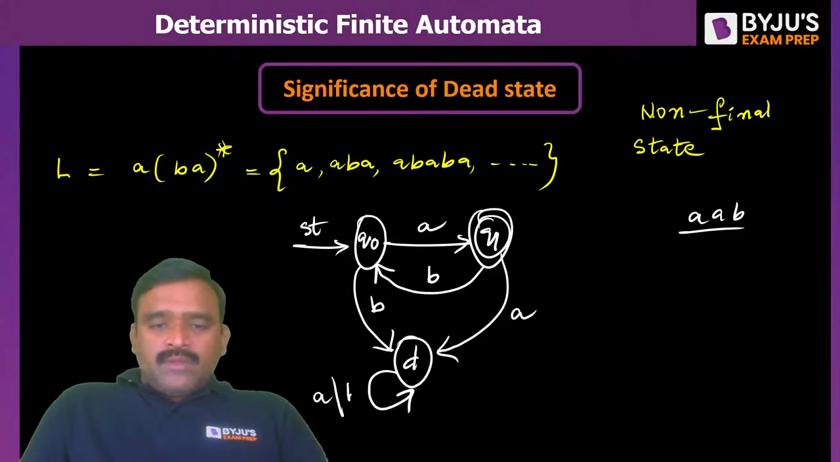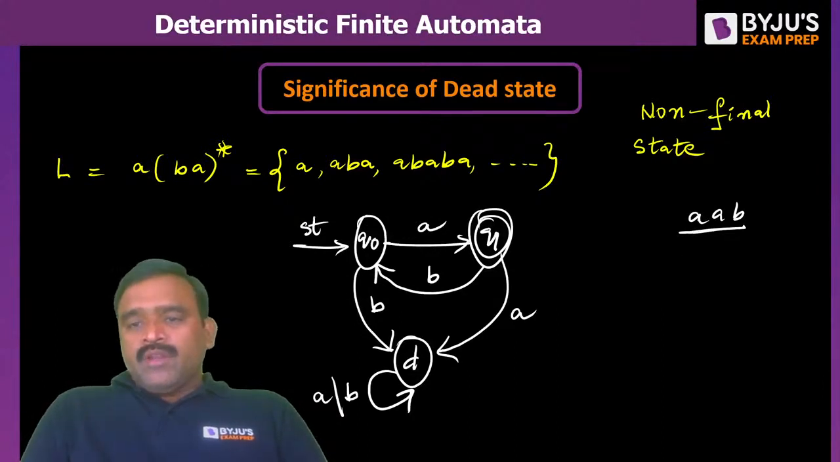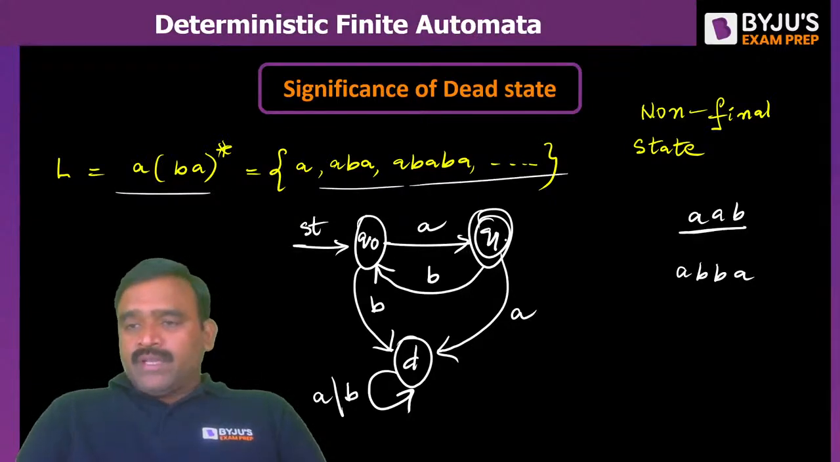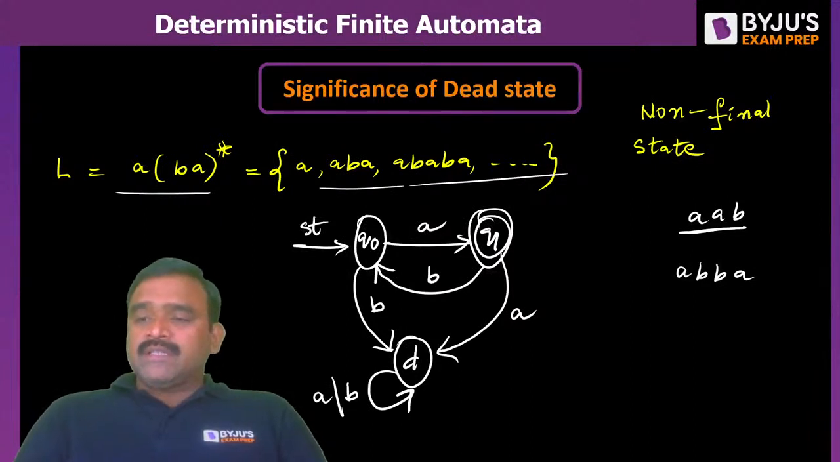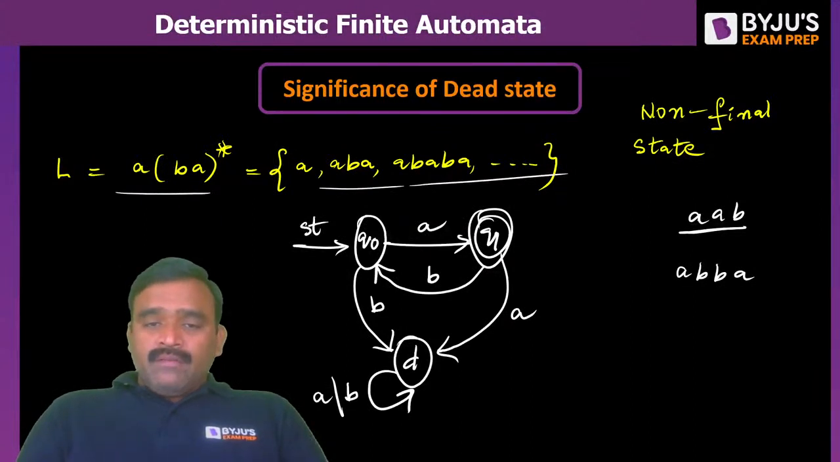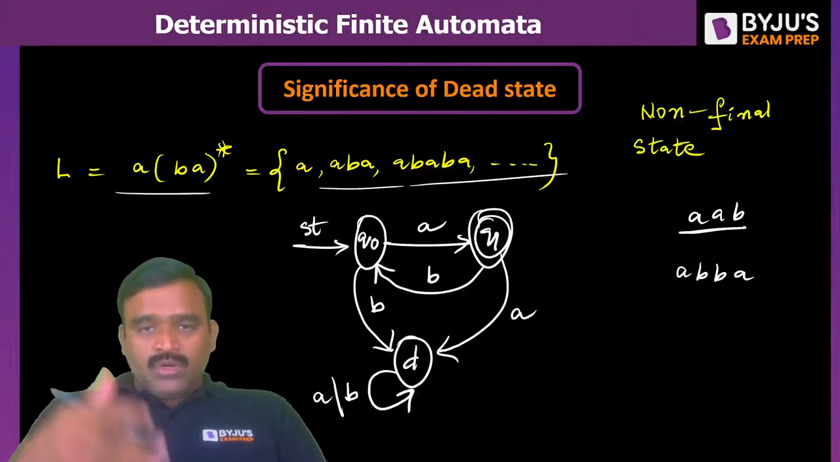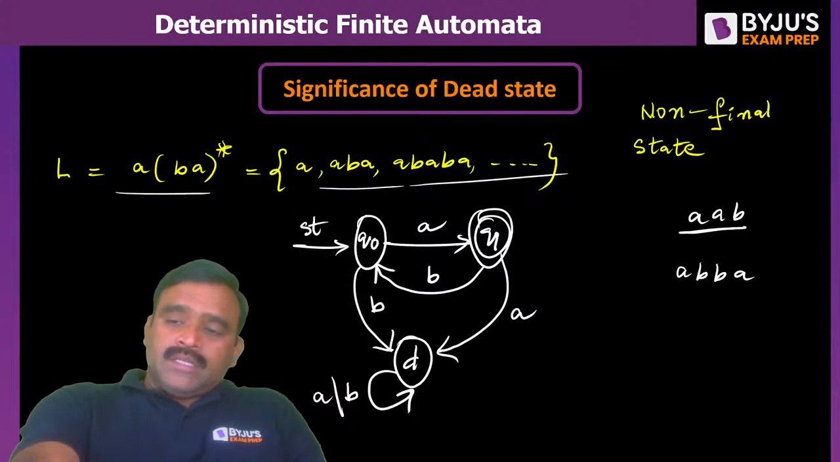So A slash B. So AB, now a path is there. For example, ABBA also has a path, and BAB. Any string, a path will be provided, but only the language strings will have a path to a final state. For other strings, it ends in a non-final state, including a dead state. Dead state is a non-final state which has only incoming transitions. Once you go there, we cannot come out of the dead state. That is the criteria.